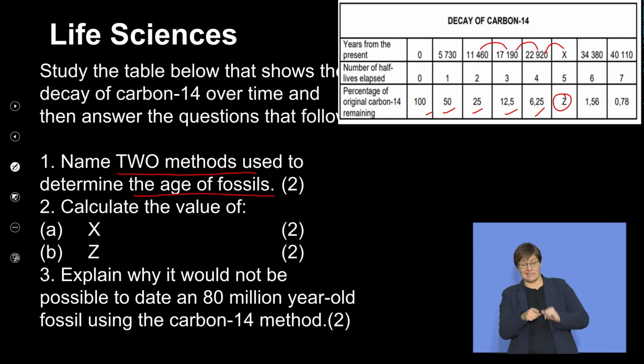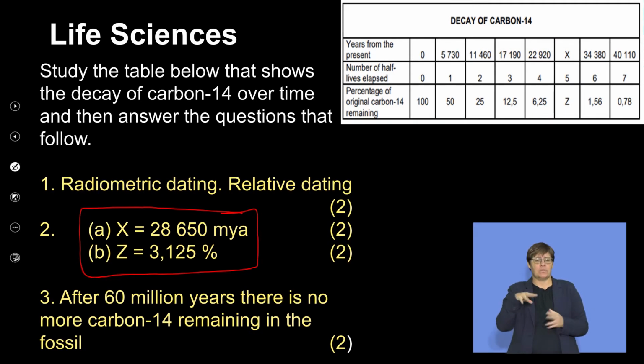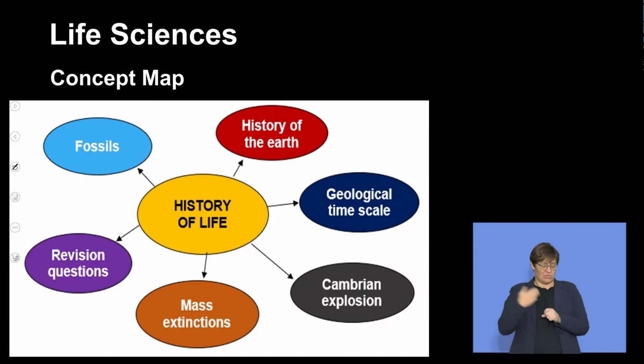Then the last question was explain why it would not be possible to date an 80 million year old fossil. And if you look at the table, it's because at 80 million years, there would be no carbon-14 remaining in the fossil. And that's why carbon-14, because it has a short half-life, can only be used to date materials probably in about the last 50,000 years.